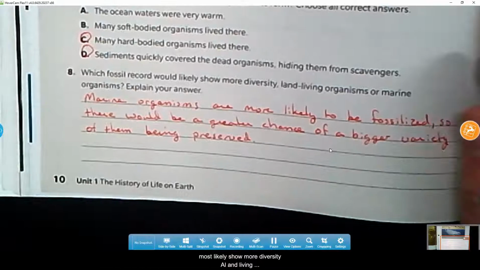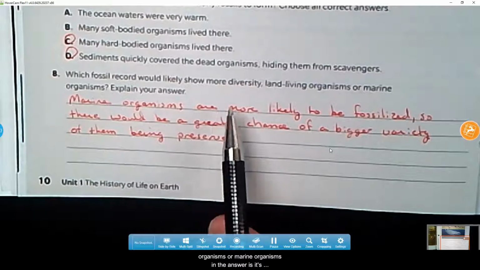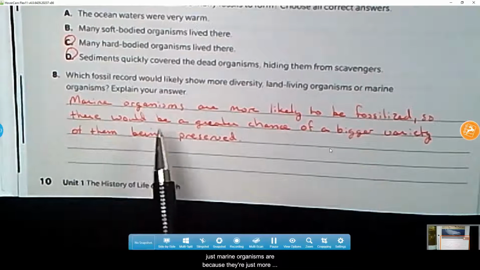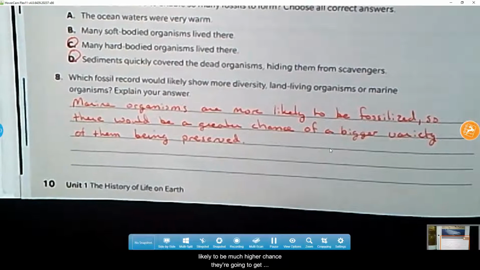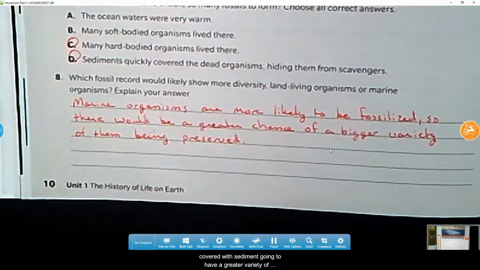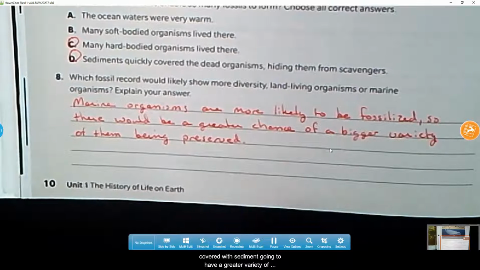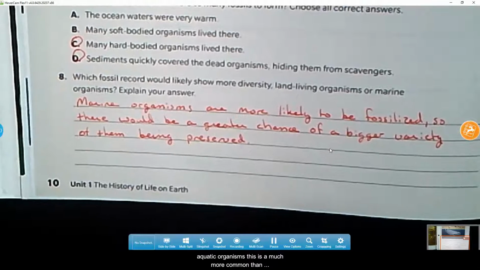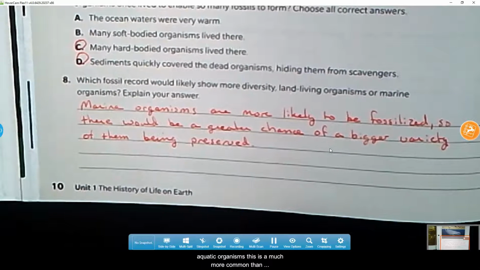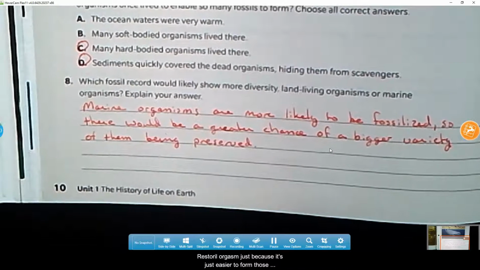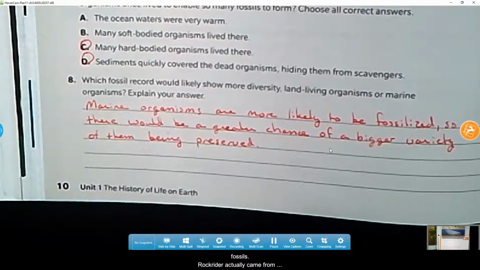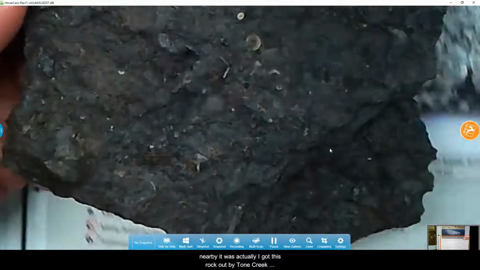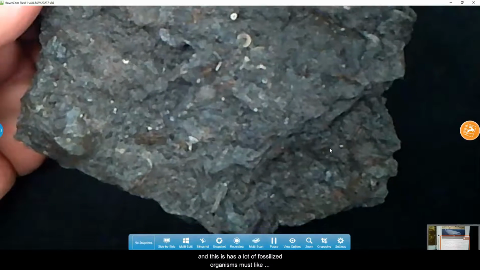Which fossil record would most likely show more diversity, land-living organisms or marine organisms? And the answer is marine organisms, because they're more likely to be fossilized. There's a much higher chance that they're going to get covered with sediment. You're going to have a greater variety of them being preserved. You have a lot of hard-bodied aquatic organisms. Marine organisms are much more common than terrestrial organisms in the fossil record just because it's easier to form those fossils.